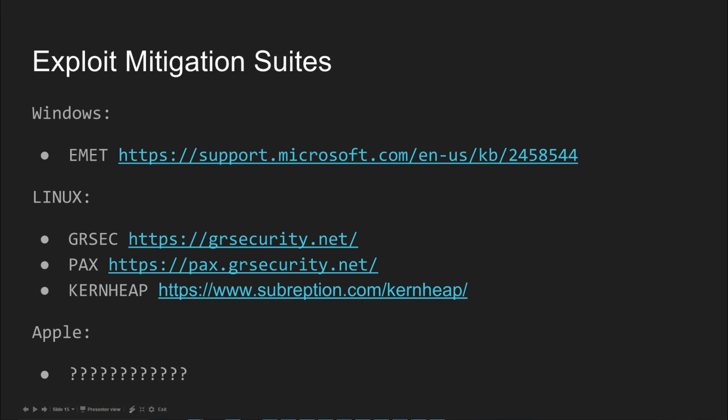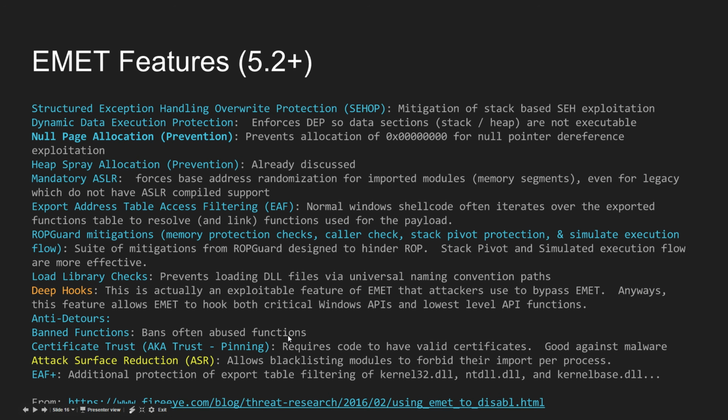If you have the kernel headers and sources, you can recompile your kernel at any time with these, and then reboot or kexec that given kernel to implement these new mitigations. I'm not sure if anything exists like this for Apple, and it definitely doesn't exist for mobile platforms, at least not in this nature. So let's dive into EMET. Some people call it Emmet. That always throws me off.